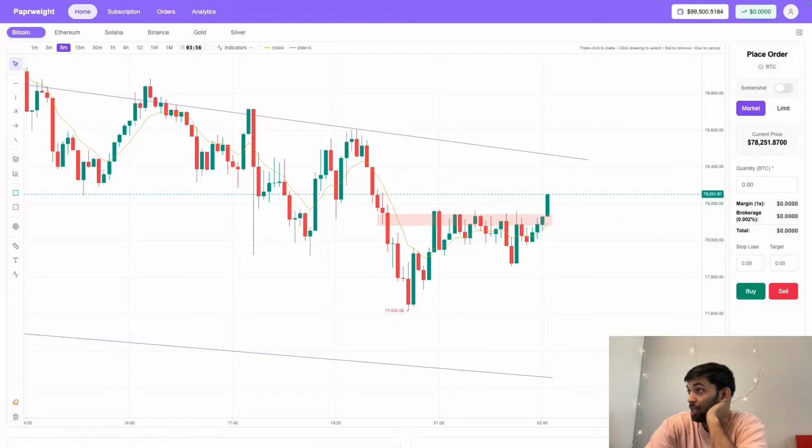Oh, I can see there is a breakout in BTC in the up direction, which is basically these sellers are trapped.